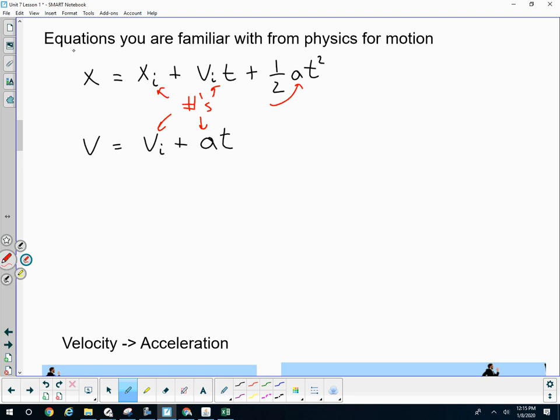So watch. You didn't have to be given those if you took this class. You could have found this one by taking the derivative of this first one. Physics, I'm telling you, would have been way easier if you took calculus first. Yes. Okay, so let's start with x.